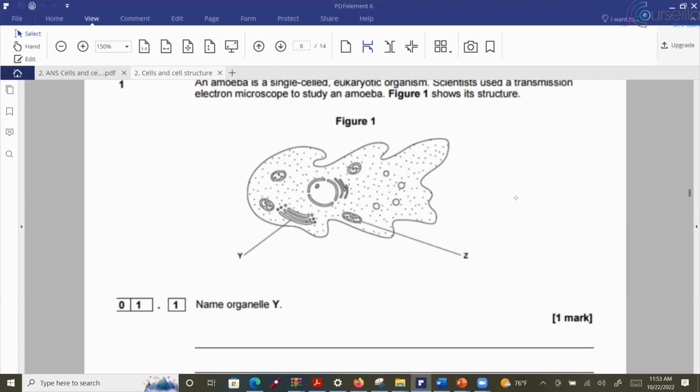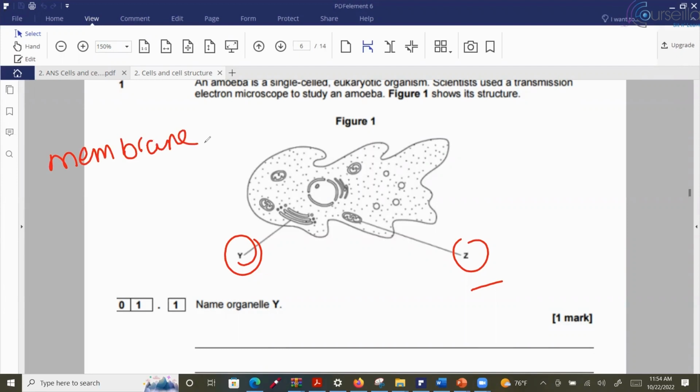Membrane-bound organelle like the mitochondria. The mitochondria, okay, very good. The mitochondria is a membrane-bound organelle, and the Golgi body is a membrane-bound organelle, and the nucleus is a membrane-bound organelle. Now, the term membrane-bound means it's covered by a membrane.